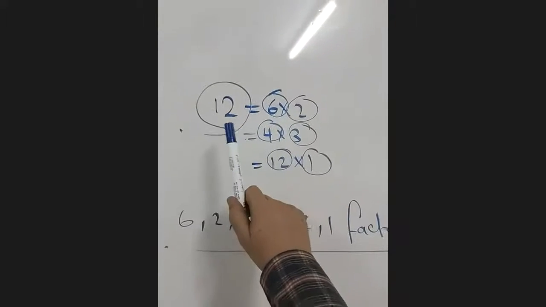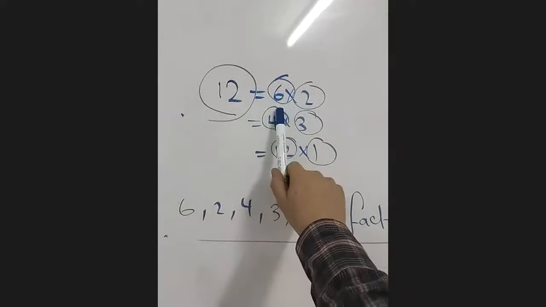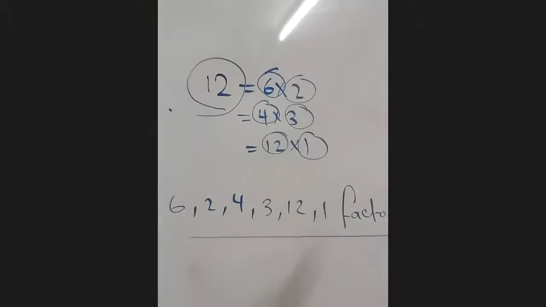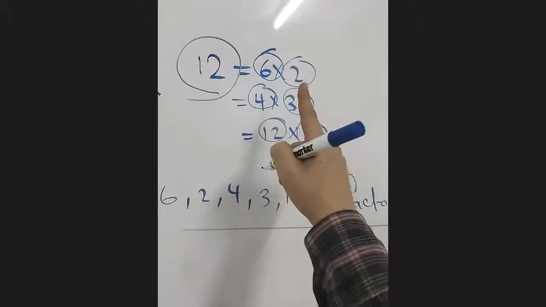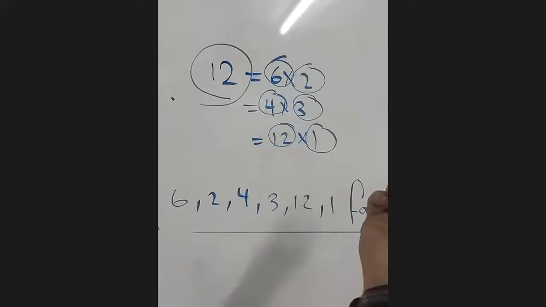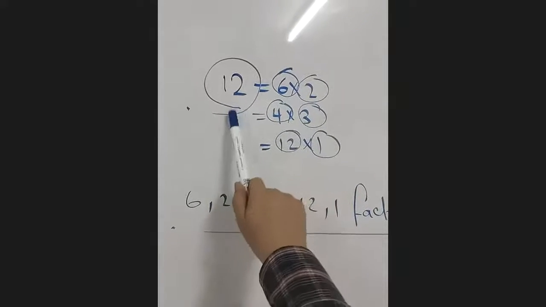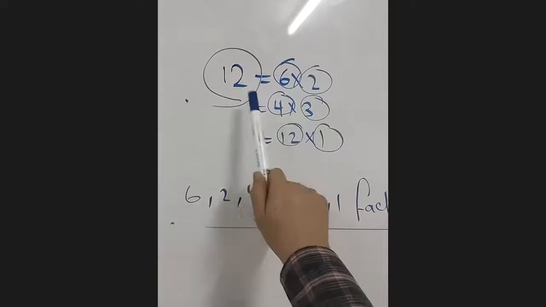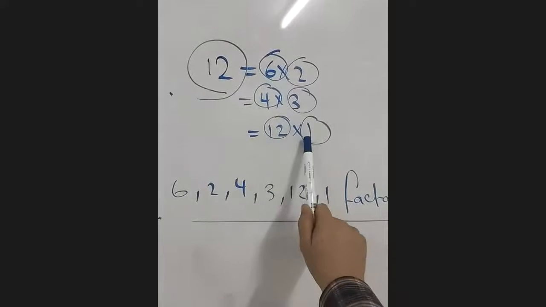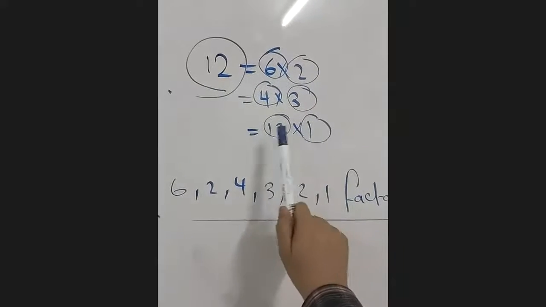Here, for example, guys, 12 divided by 6 is 2 without remainder. 12 divided by 2 is 6 without remainder. 12 divided by 4 is 3. 12 divided by 3 is 4. 12 divided by 12 is 1. 12 divided by 1 is 12.